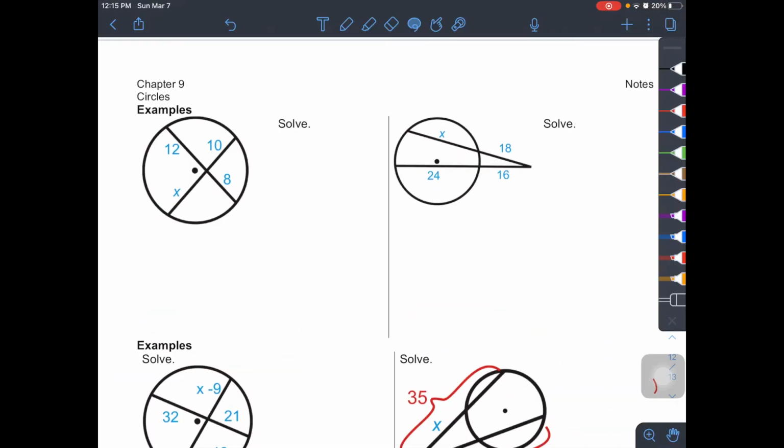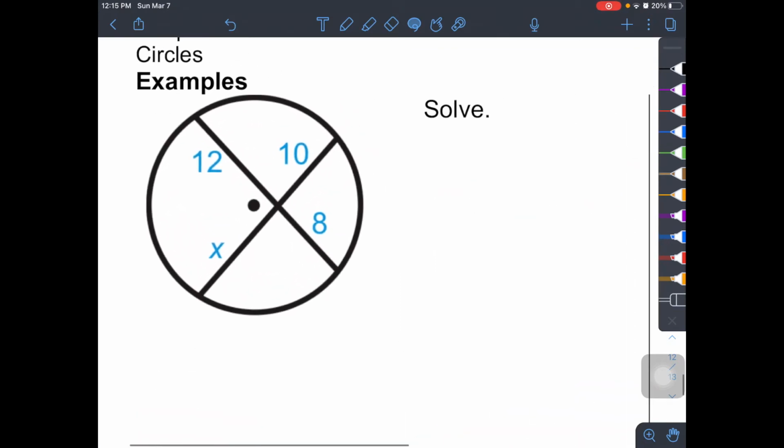Okay, so let's take a look at some examples. Let's take a look at this first one. So we have two chords here. Here's my first chord and my second chord. So that means we're looking for the lengths here. So we know A times B equals C times D.